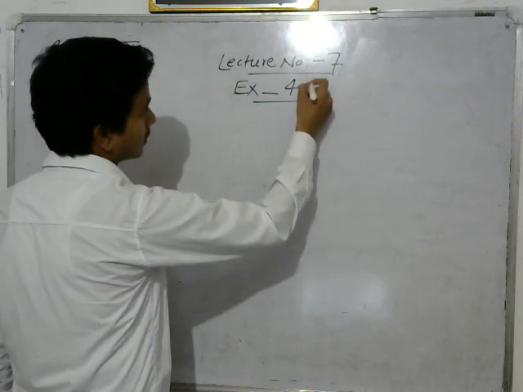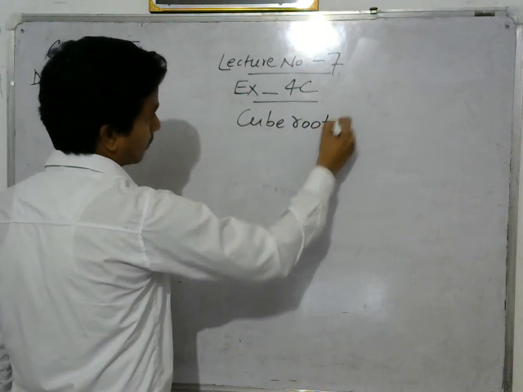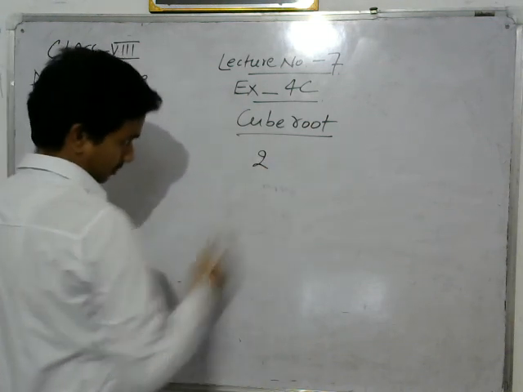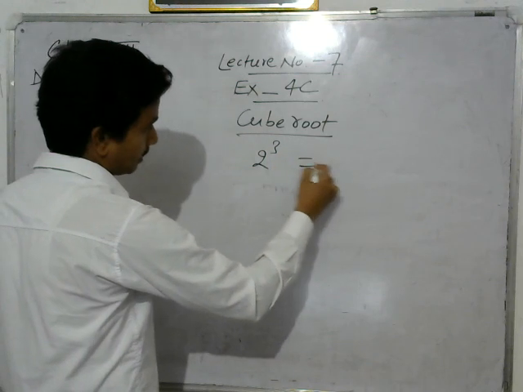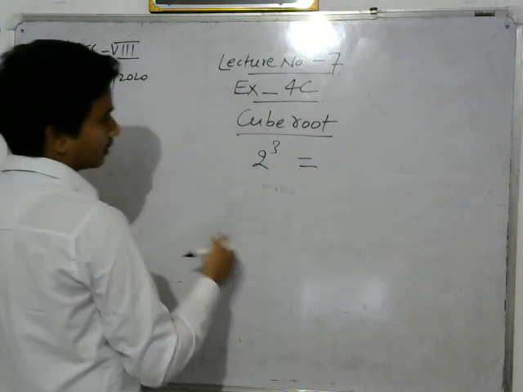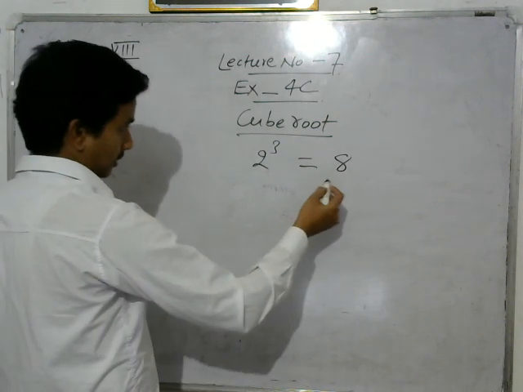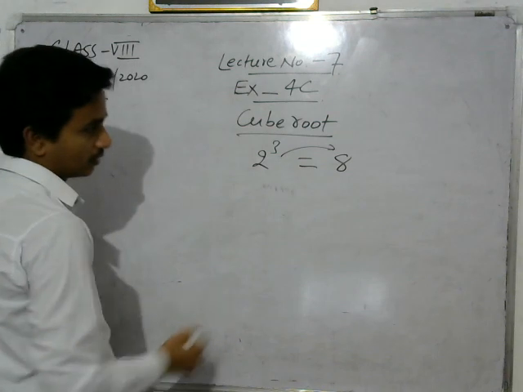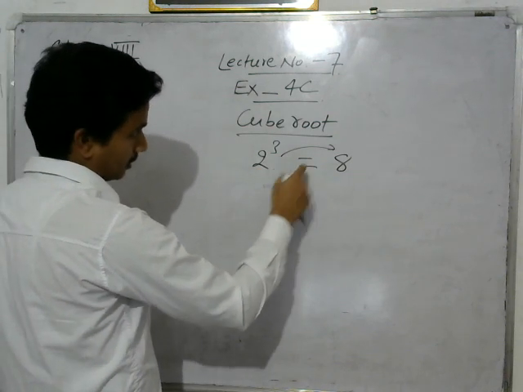Now we are moving to exercise 4c and we will learn about cube root. So what is a cube root? Suppose there is a number 2 and we want to find the cube of this number. What you get? 8. If you want to find the cube, you have to multiply 2 with itself 3 times.